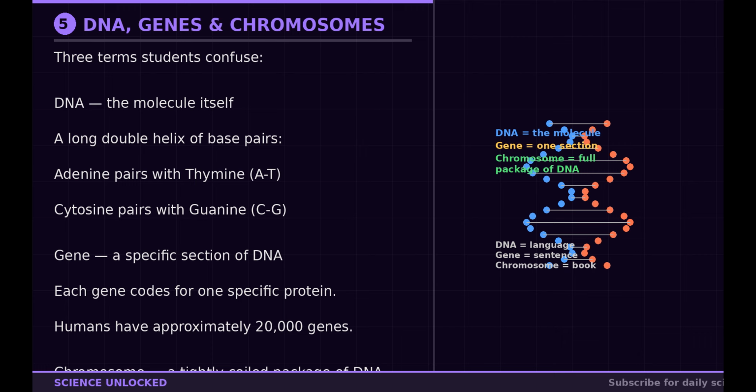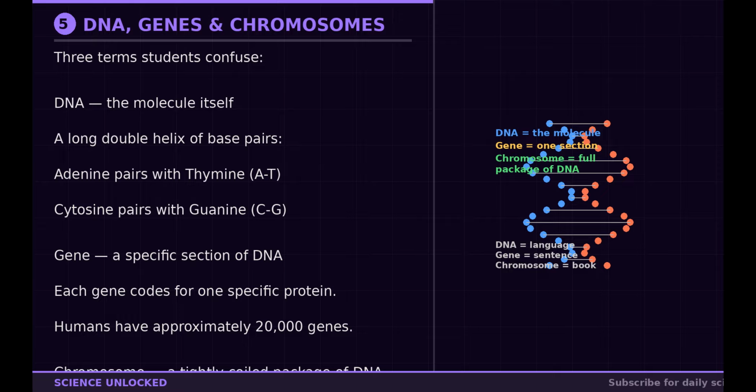DNA, genes, and chromosomes. Students confuse these 3 constantly. DNA is the molecule. A long double helix made of nucleotide base pairs, adenine with thymine, cytosine with guanine. This is the code. A gene is a specific section of DNA that codes for a specific protein. You have around 20,000 genes. A chromosome is a tightly coiled package of DNA. Humans have 46 chromosomes, 23 pairs. Each chromosome contains thousands of genes. Each gene is a section of DNA.